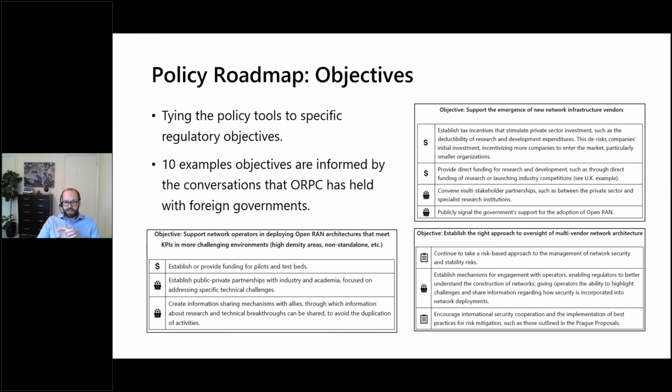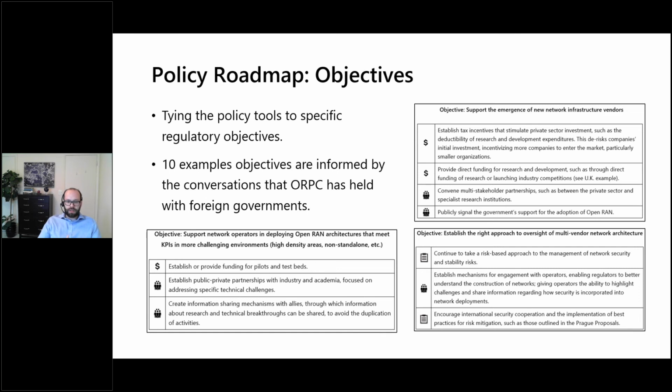So in the top right, for instance, the emergence of new network infrastructure vendors. If you're wanting to stimulate the emergence of domestic companies that can compete in the international arena, here are some examples of policy tools that you can utilize that will help you to achieve that goal. It's not intended to be exhaustive. Governments may well be creative in ways that we couldn't necessarily foresee and add to this list of policy tools. That's great if so. But certainly it should give a starting point on the kind of steps that governments can take to achieve each goal.